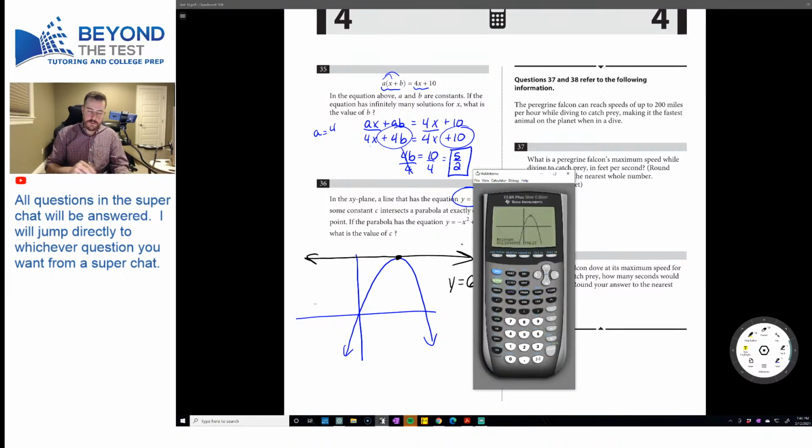And if we want to verify this, we can even just go ahead and graph this in. So if I put in y is 6.25 and click graph again, you'll see it hits right through that maximum point there. So it only touches the parabola once.